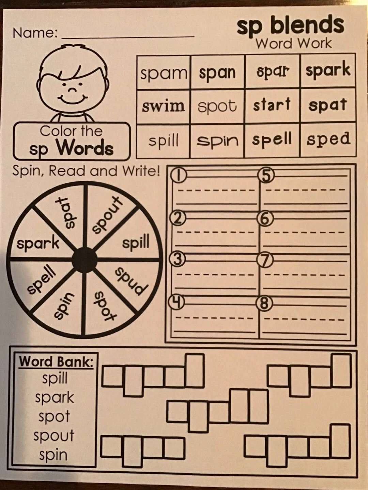Please write your name at the top of the paper. After you write your name, you are going to start with coloring all the SP words in our word box at the top. Spam has an SP blend. Span has an SP blend. Please pause the video and continue coloring all of the words with SP blends.